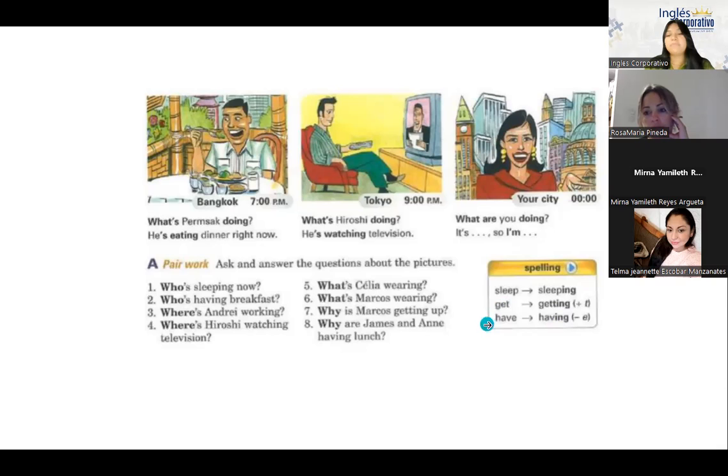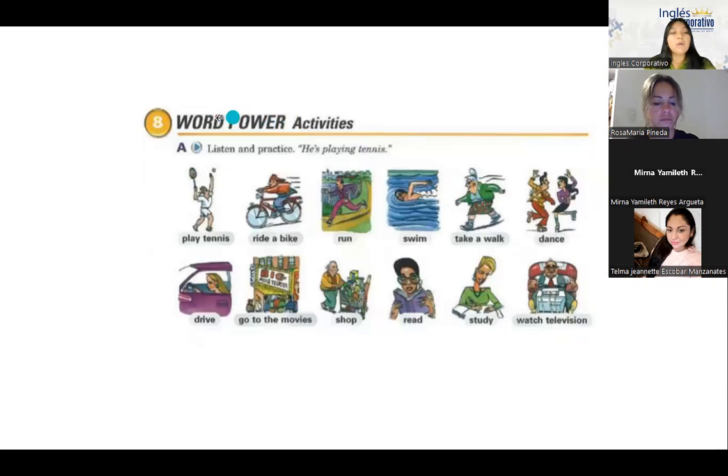¿Ya? Ahora, a los verbos que terminan en la letra E, como have, se les va a remover la letra E y se les va a poner el ing. Es una regla, ¿sí? Now, word power activities, ok.